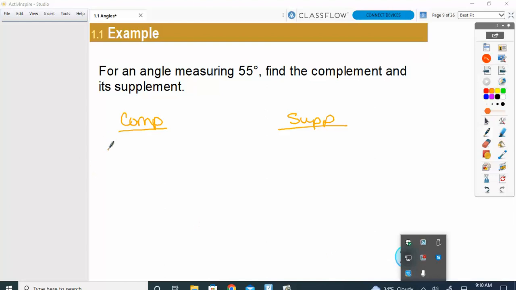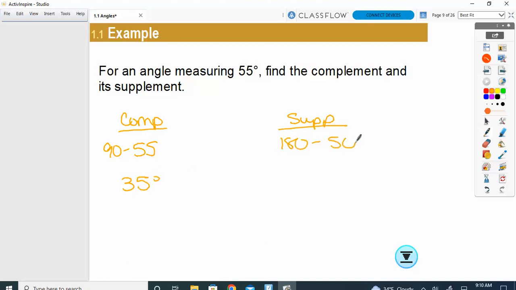So complements add to 90, so you just have to do 90 minus 55. Supplements add to 180, so 180 minus 55. Just kind of get in the habit of putting that degree symbol every time.